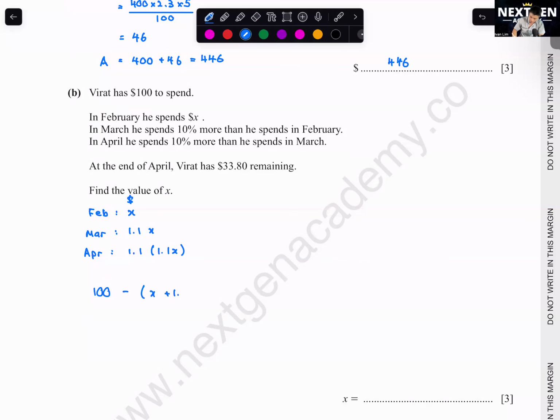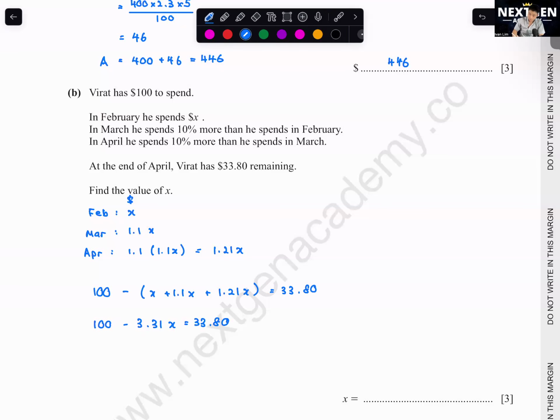Okay, x, 1.1x, 1.1 times 1.1x. Okay, maybe we should calculate this first. I think easier to the right. 1.21x equals 3380. Okay, they want you to find the value of x. Can we calculate this? 1 plus 1.1 plus 1.21. Okay, this will be 3.31. So 100 minus 3.31x equals 3380.